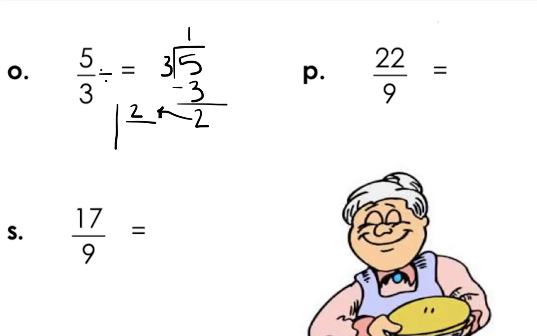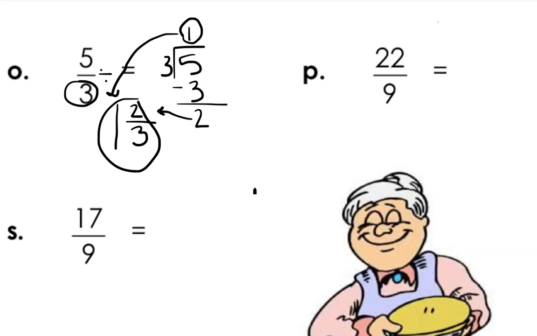So this comes from here. What's left over? Your whole number comes from up top. That's how we find our whole number. And then your denominator is going to always stay the same. Okay, so you would just drag your 3 right over. So 1 2/3 would be your final answer.